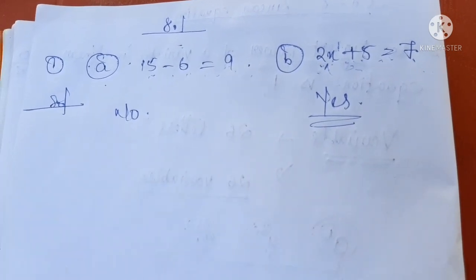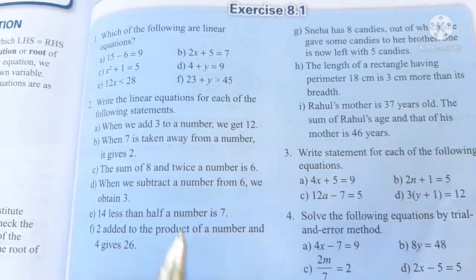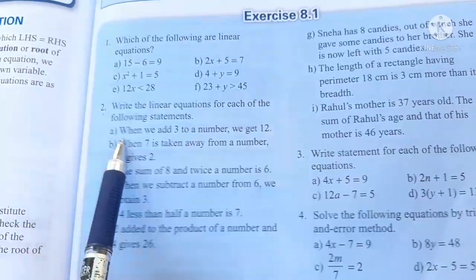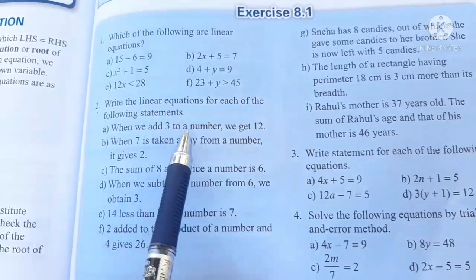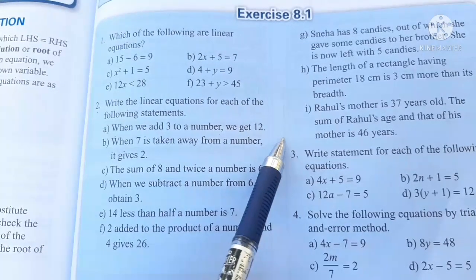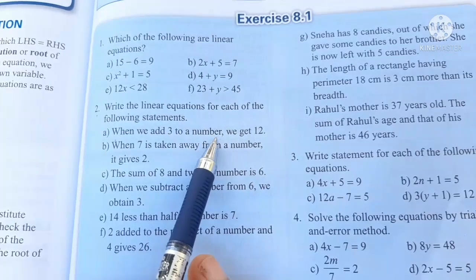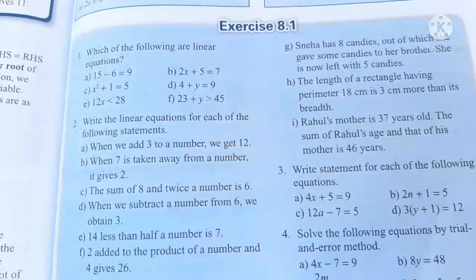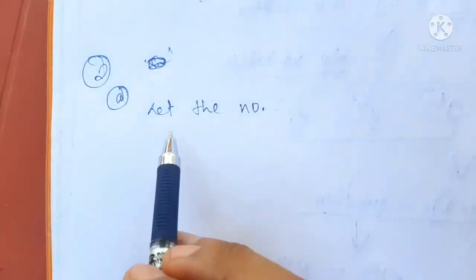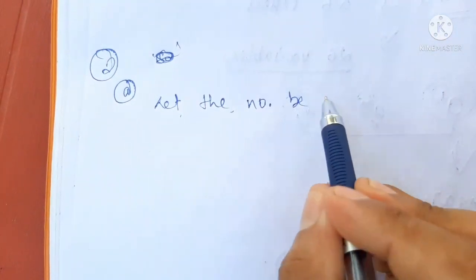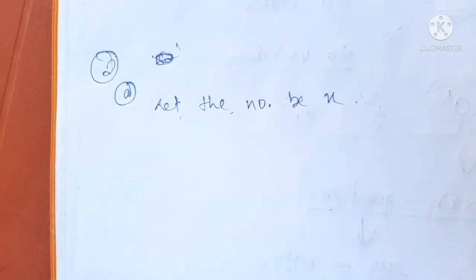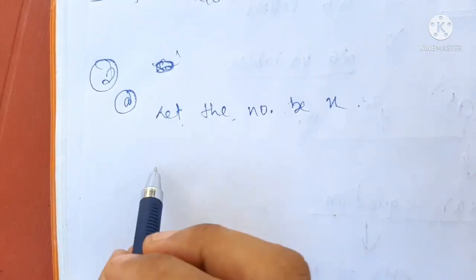Now we will be doing question number 2a. When we add 3 to a number we get 12. When we add means plus 3 to a number. Do you know the number? No, right? So here let the number be x. Since we don't know the number, it will be x. Just give an x.